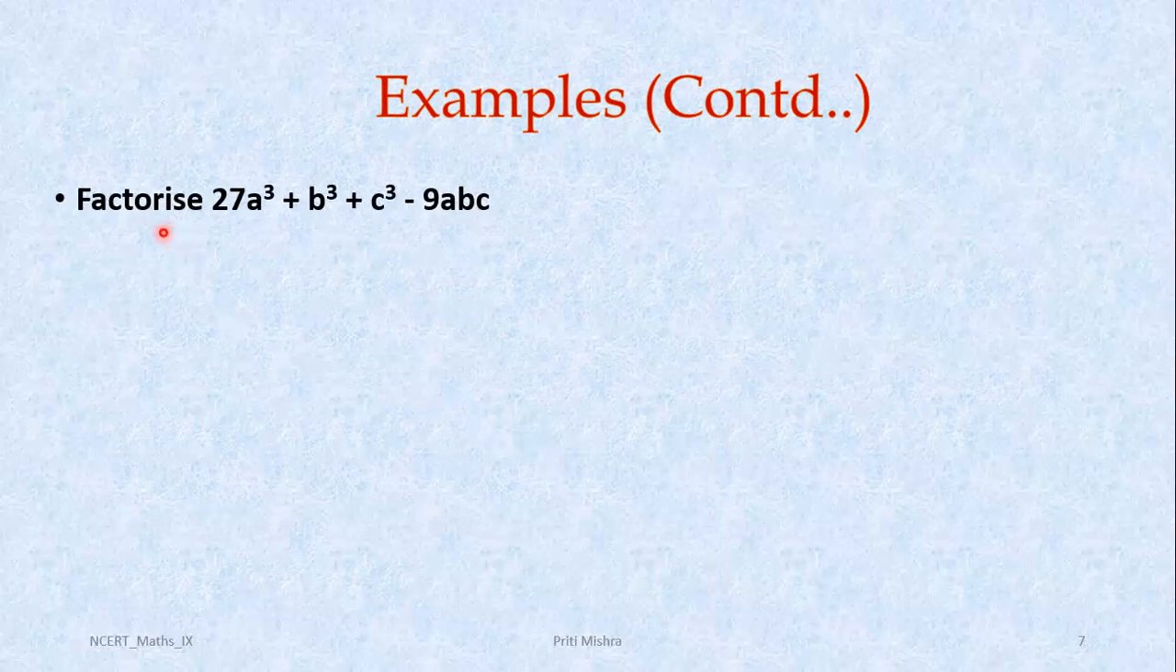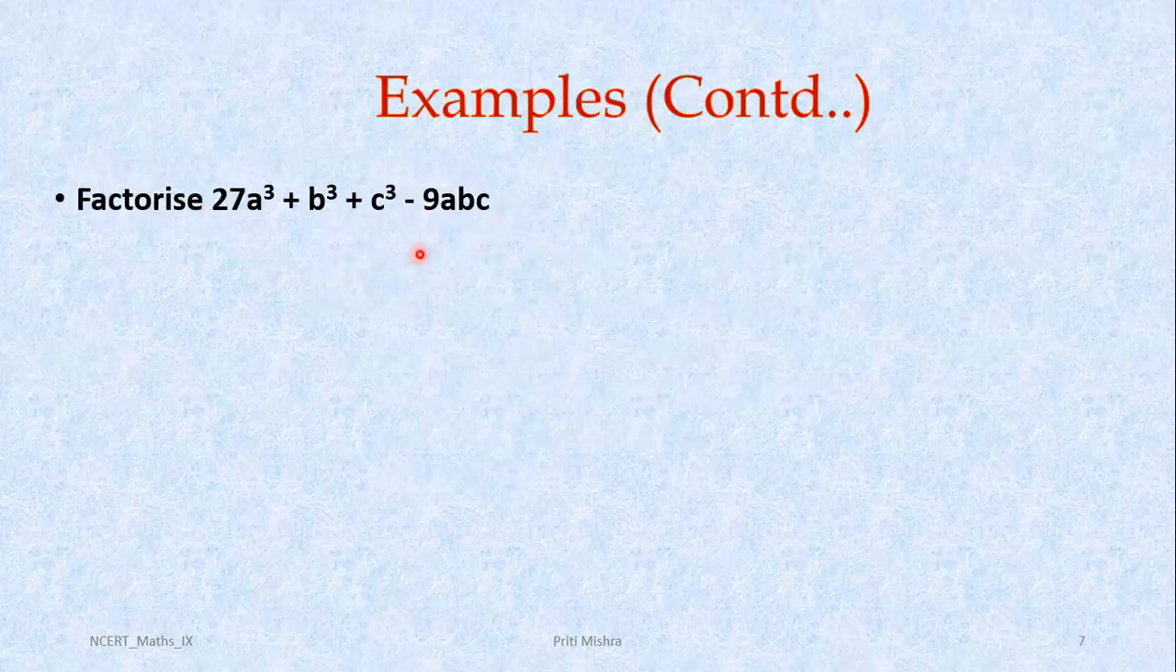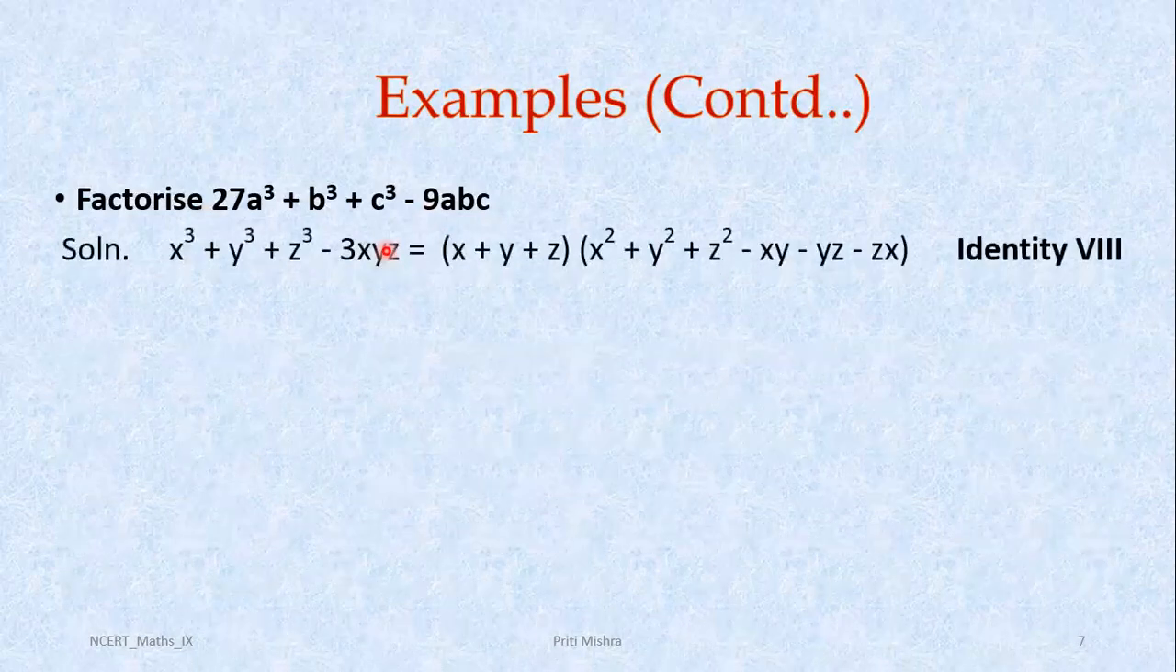The next question is factorize 27a cube plus b cube plus c cube minus 9abc. Here you can easily see this question resembles identity number 8, right? What is extra here is 27 and 9. So we have to adjust these terms according to the identity. So the identity is x cube plus y cube plus z cube minus 3xyz equals x plus y plus z into x square plus y square plus z square minus xy minus yz minus zx.